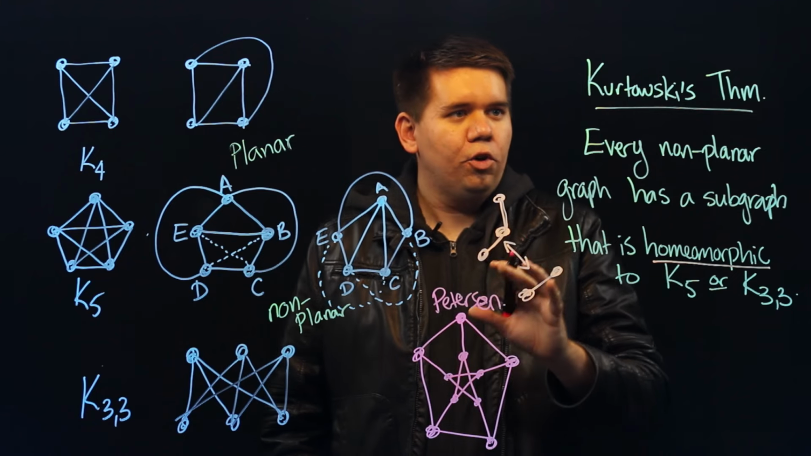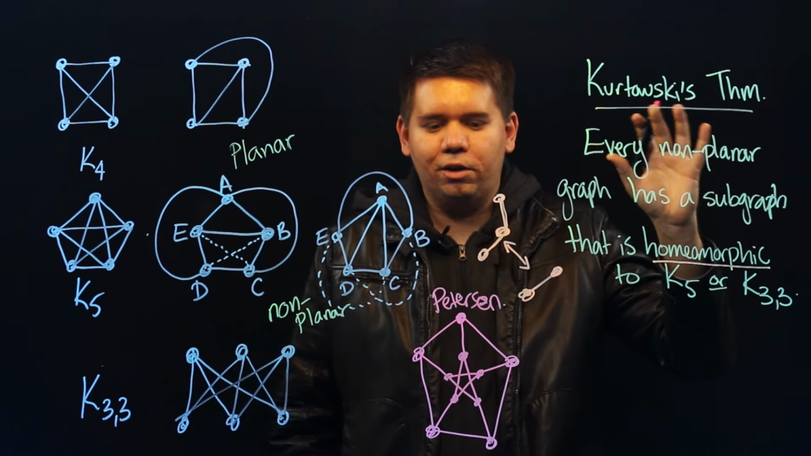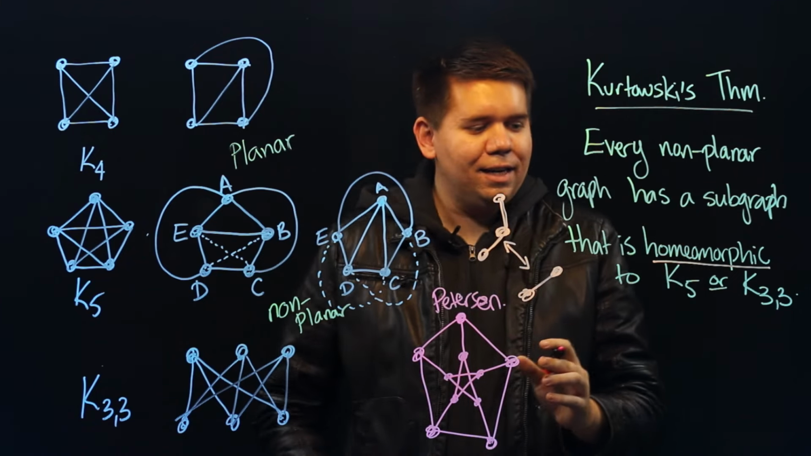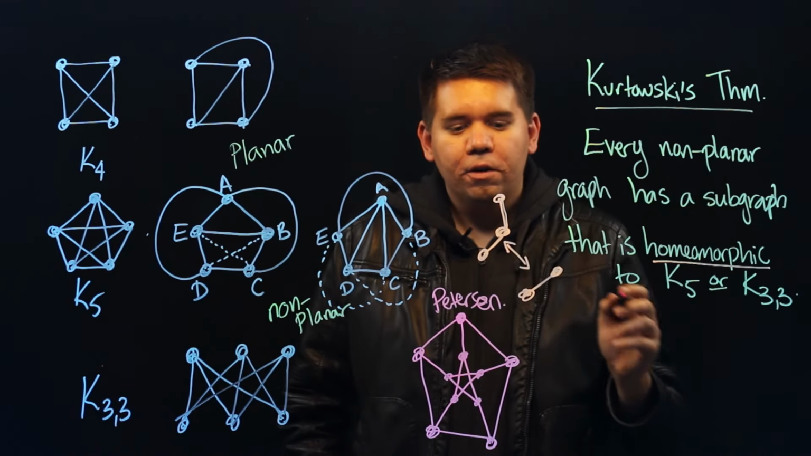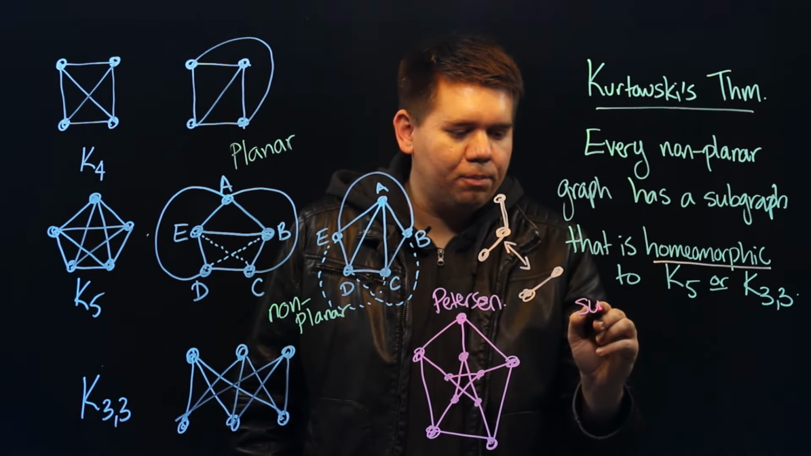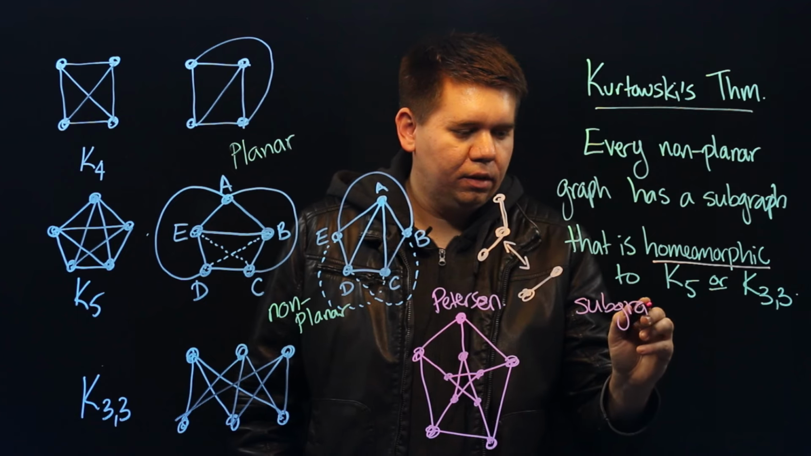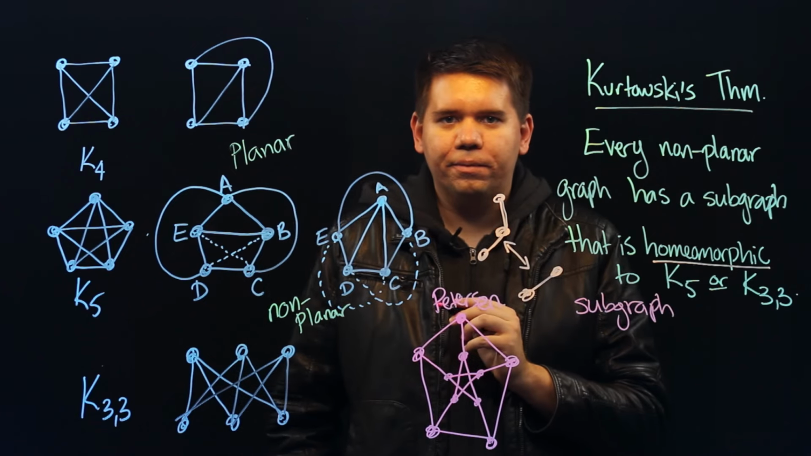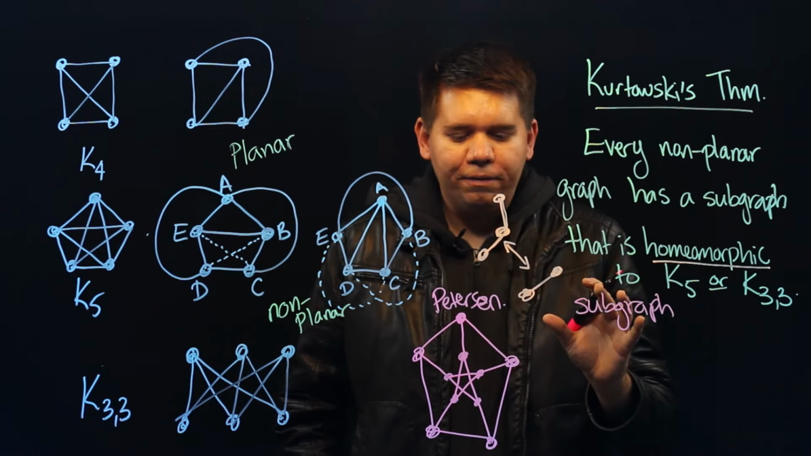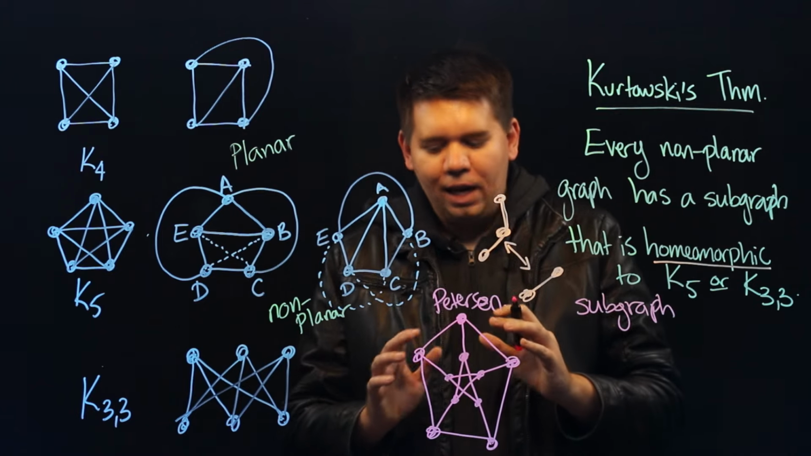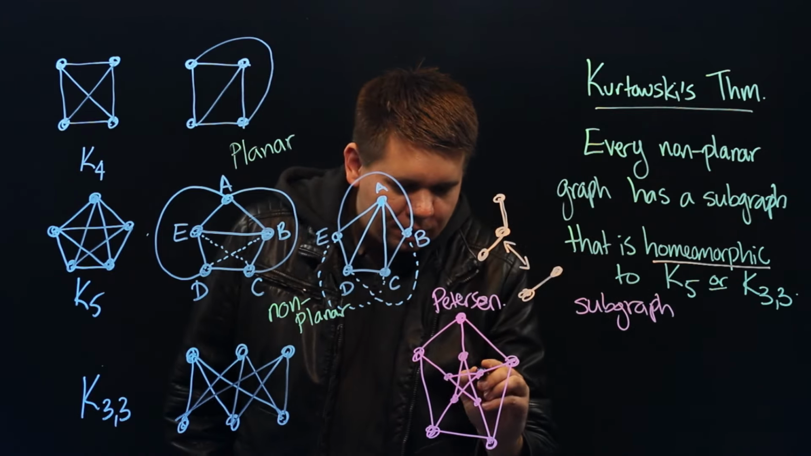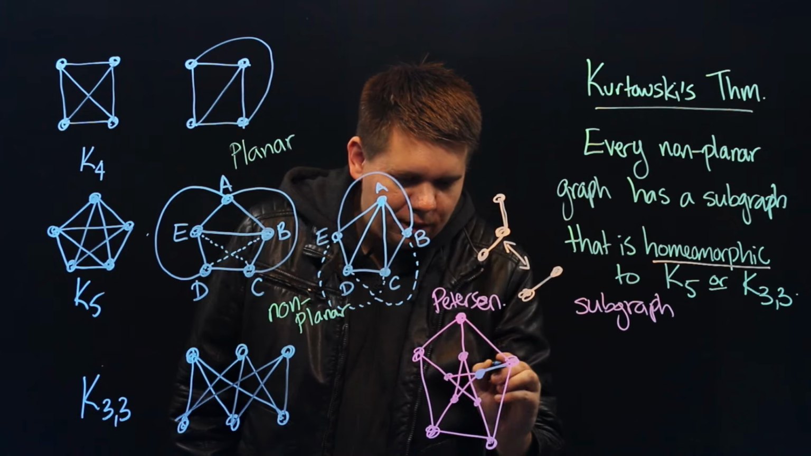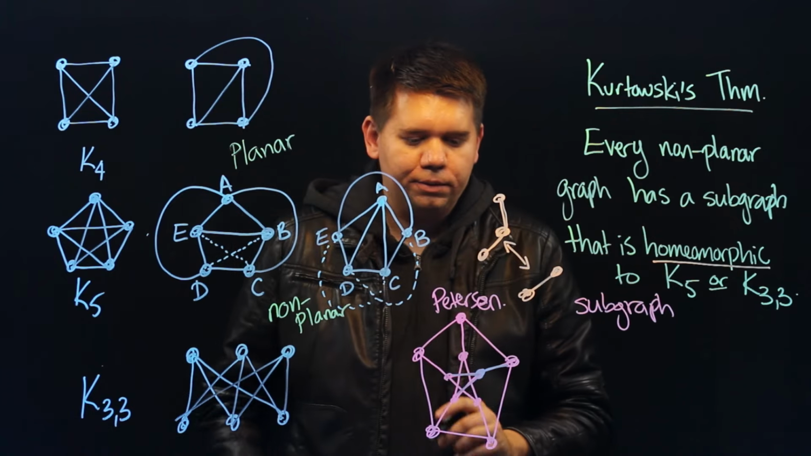In particular, we're going to appeal to Kuratowski's theorem that since it's non-planar, hidden inside of it is a K5 or K33. First of all, we want to look at a subgraph of the Petersen graph. You form a subgraph by deleting some of the edges and vertices. On this graph, we're going to delete this vertex and these three edges.